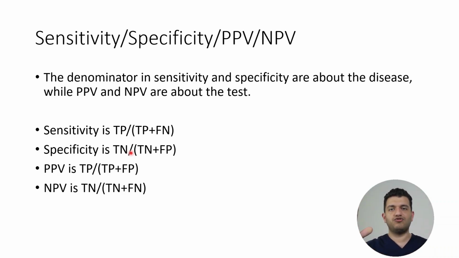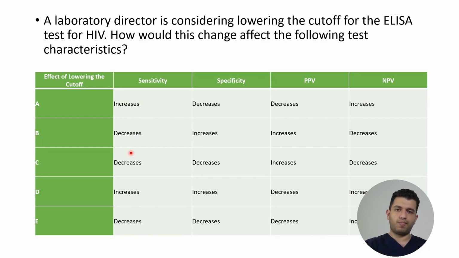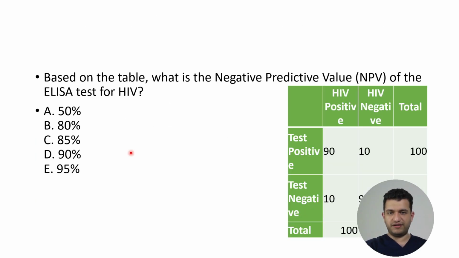That's a concept I want you to know. Now, I'm going to move to questions. I hope that the equations are now easier for you, and also that you understand that sensitivity rules out, and the D-dimer example is a very good one to remember, and specificity rules in. All right? So let's go for the first one here.